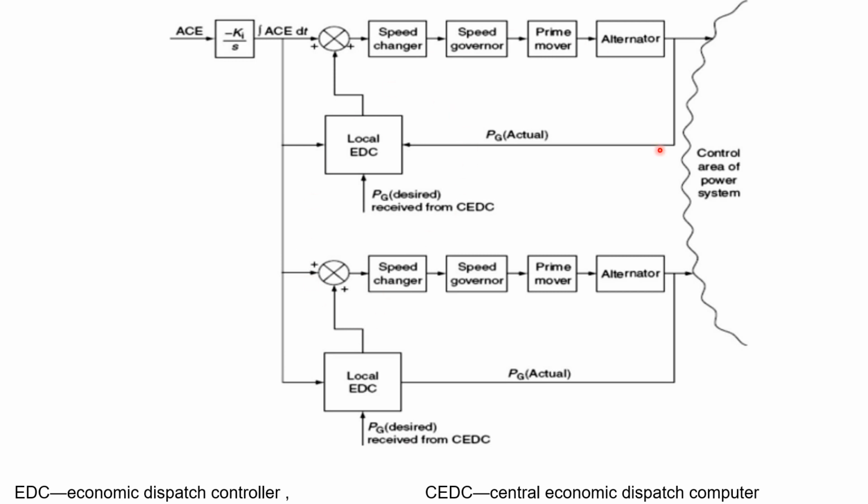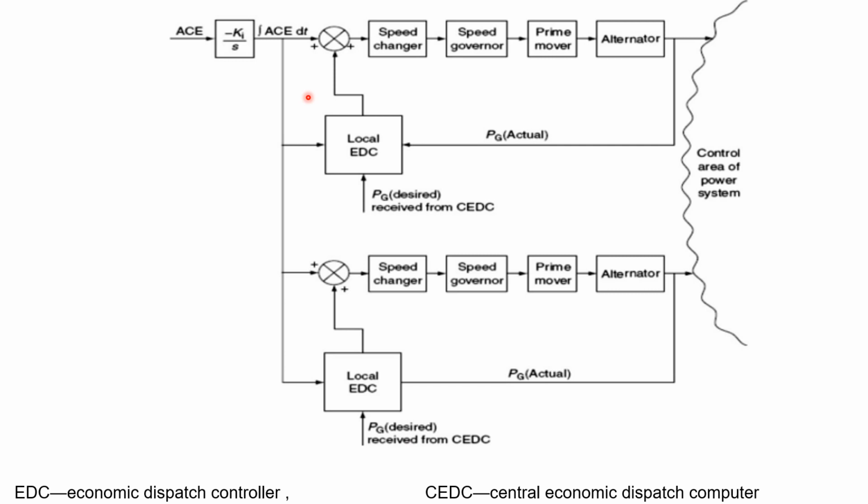So the figure shows the addition of economic dispatch control with the LFC control. If there is a sudden load increase in the control area, the load frequency control changes the speed changer settings of the speed governor of all the generating units. So this will match the load and frequency.